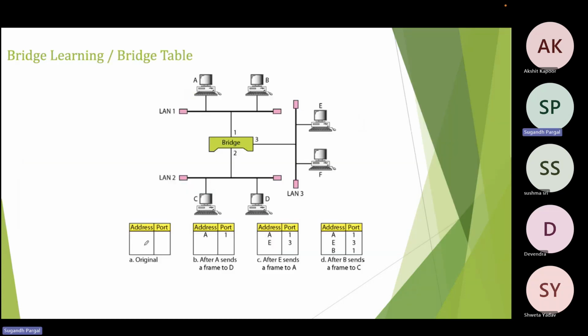So earlier the tables are empty. Then after A sends a frame to D, it gets to know A is connected at port 1. Then after E sends a frame to A, it knows that E is connected to port 3 because the request is coming at port 3. If B sends a frame to C, it knows that B is connected to port 2. So this is how the bridge table is populated, or learns the information, which port is connected to which machine of the LAN.